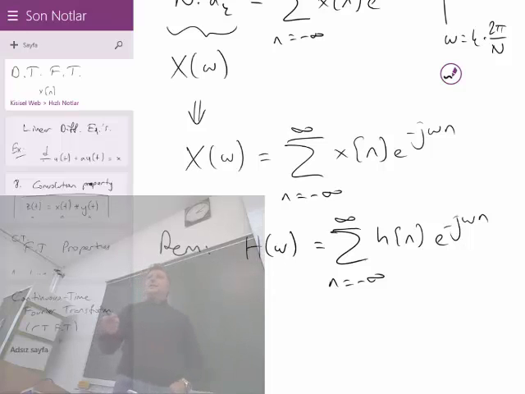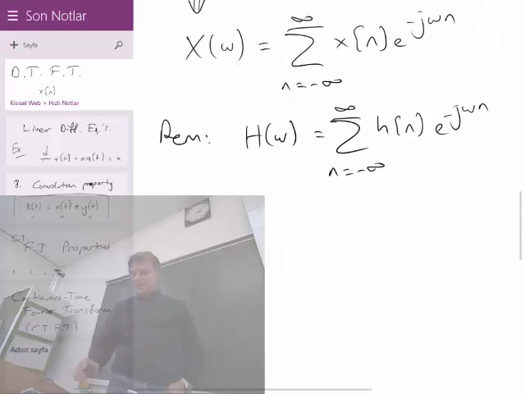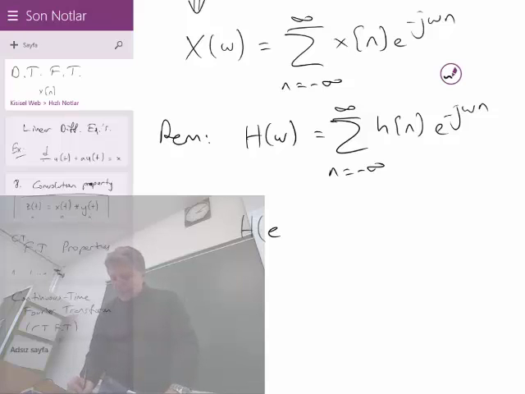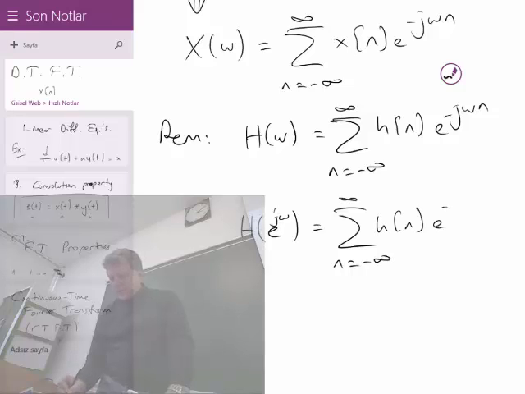In fact, in order to remind you better now, I was telling you like this. It's not H of omega, but for some reason, it's in this form. It's in this e to the j omega form. H of e to the j omega is equal to the same summation.